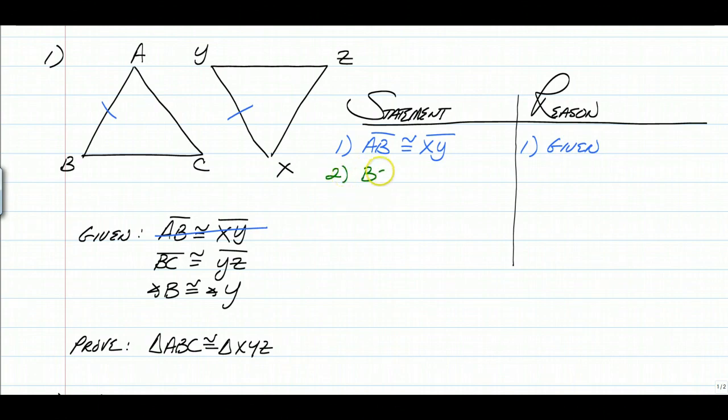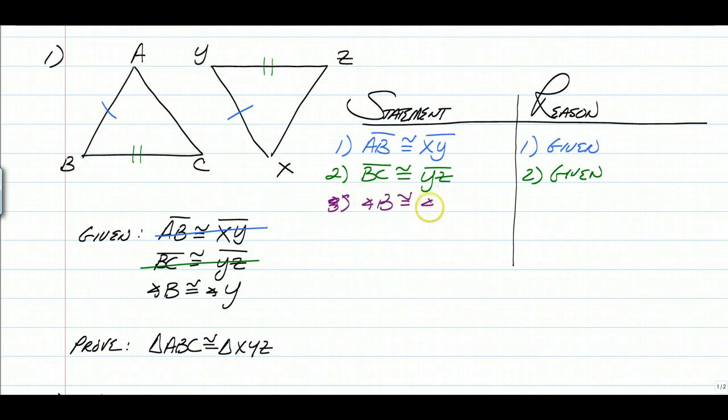Given number 2, BC is congruent to YZ. The reason, it was also given. Now mark your picture. BC is congruent to YZ. Done with that guy. Last given. Angle B is congruent to angle Y. Third reason, still given. So go mark angle B congruent to angle Y.